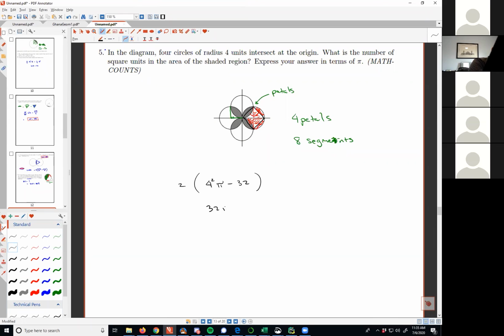Did you say 32 pi minus 64? Yes. I thought so. That's what I get as well. And there are different ways to do it. If we wanted, we could compute each one of those segments individually. And individually, they have area 4 pi minus 8, and then we could multiply that by 8.